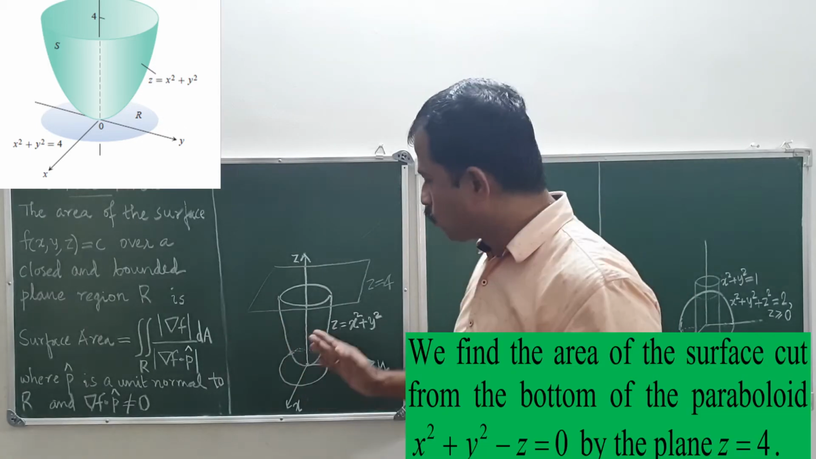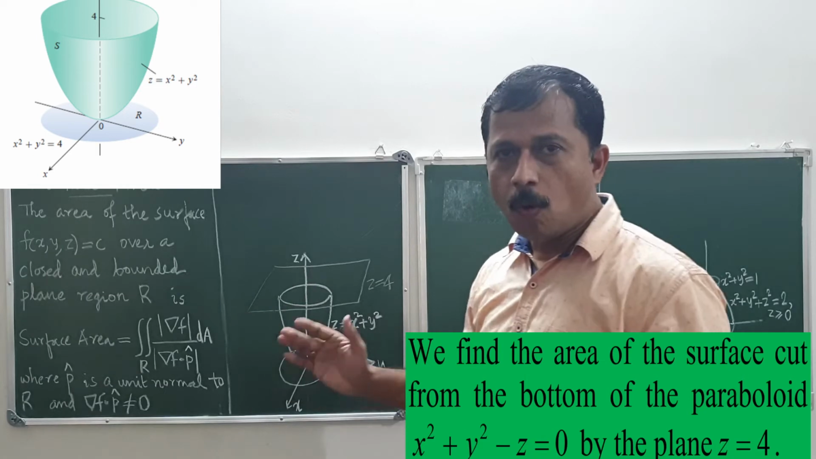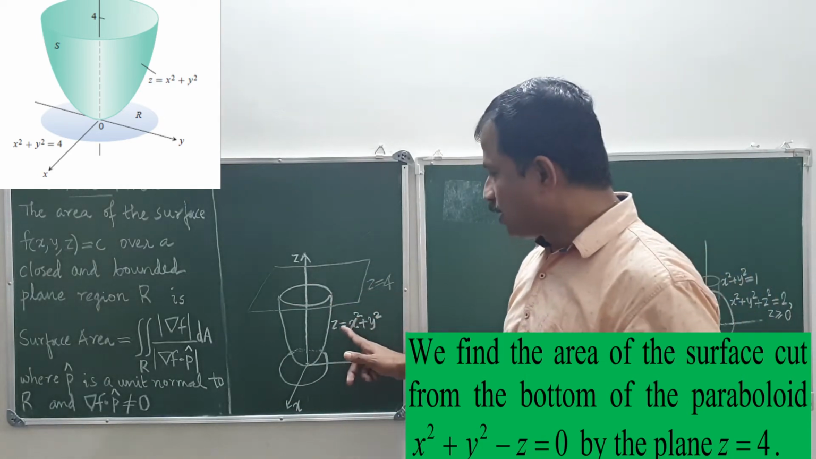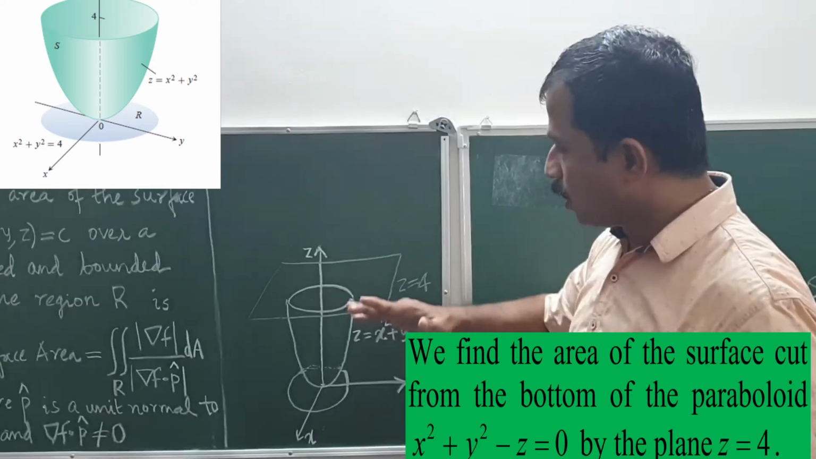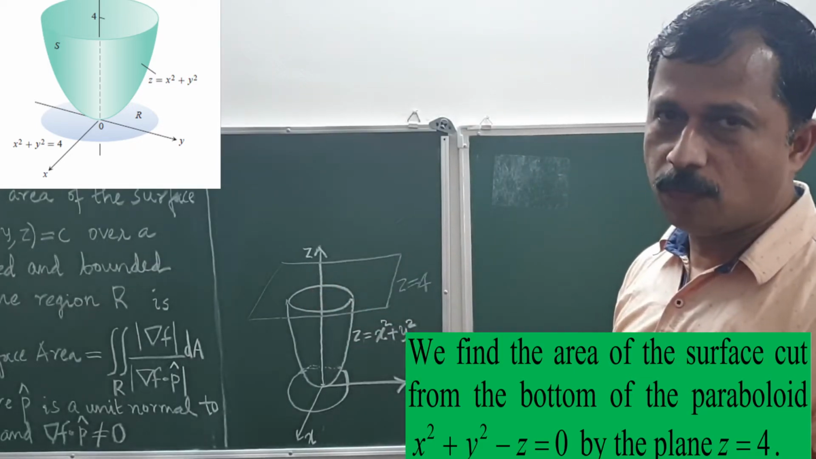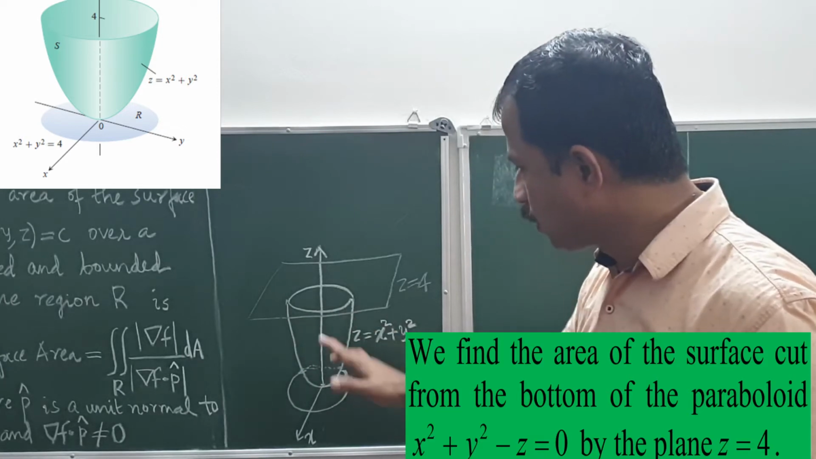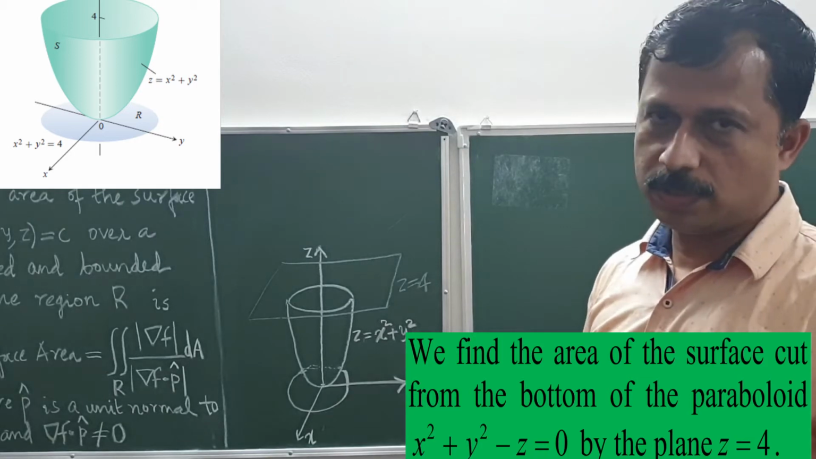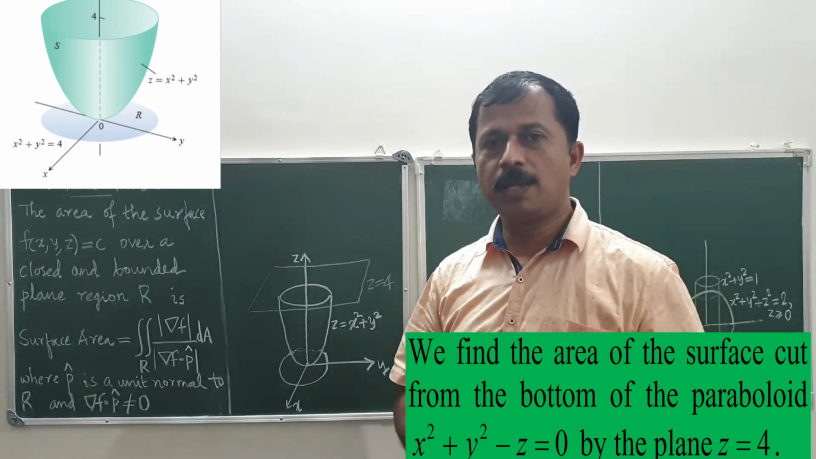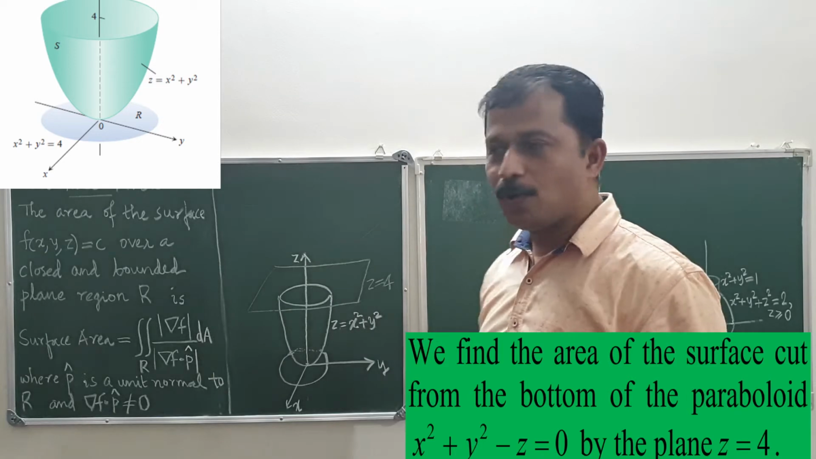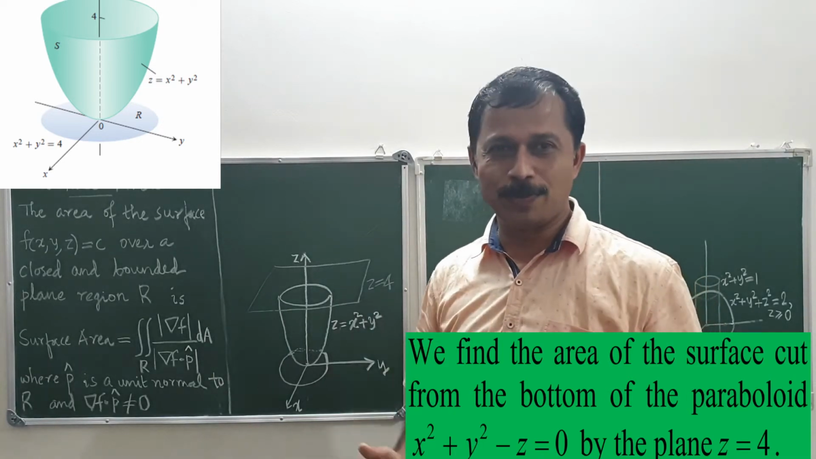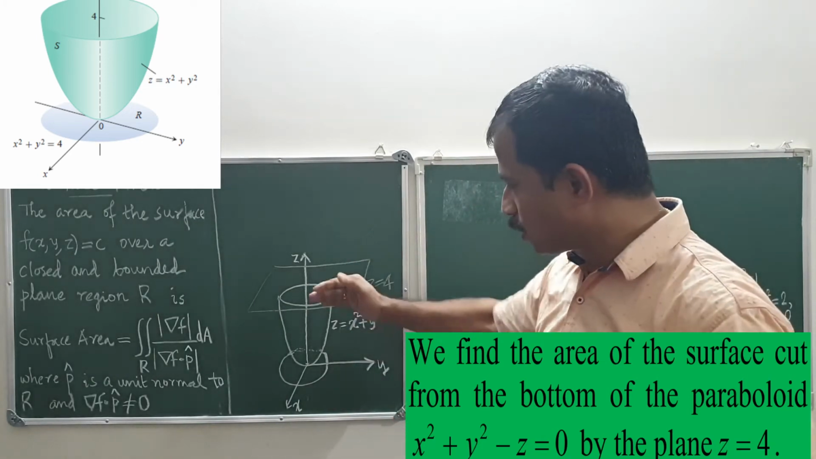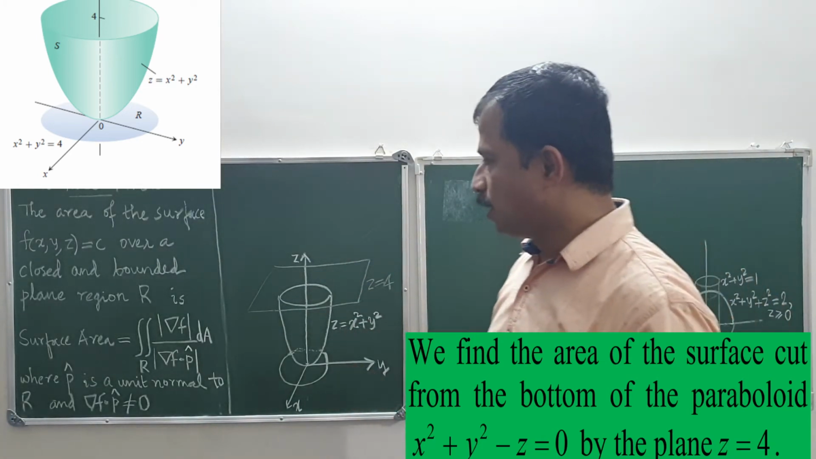And we are interested to find the surface area of the paraboloid z is equal to x square plus y square in between the planes z is equal to 0, that is the xy plane, and the plane z is equal to 4. We are not measuring the entire surface area of the paraboloid, because it is impossible, as it would give an infinite value. We cut only a portion and we are interested to find its surface area.